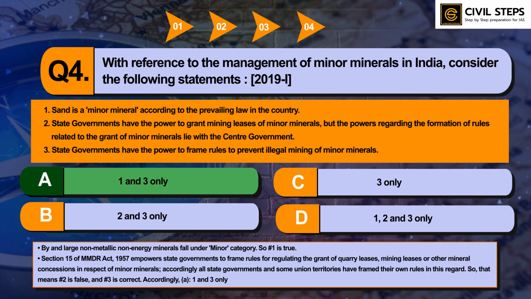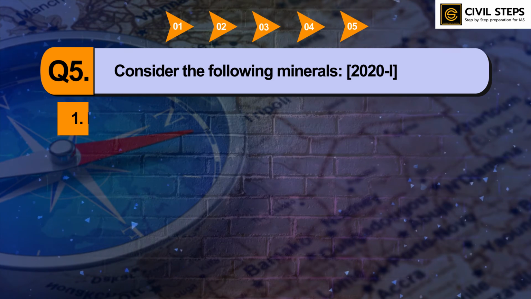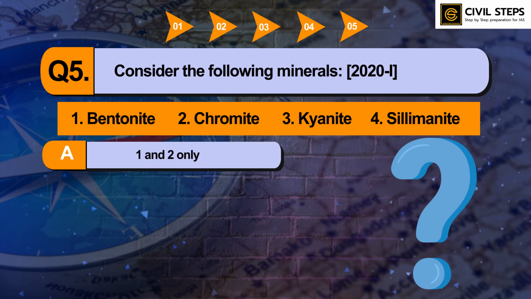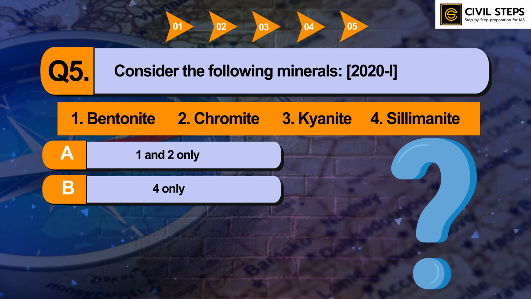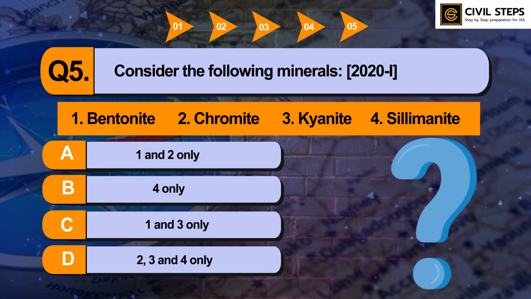So the next question is, consider the following minerals: 1, bentonite; second, chromite; third, kyanite; fourth, sillimanite. In India, which of the above minerals are officially designated as major minerals? Option A, 1 and 2 only, B, 4 only, C, 1 and 3 only, D, 2, 3 and 4 only. You can pause this video and write your answer in the comment section below.